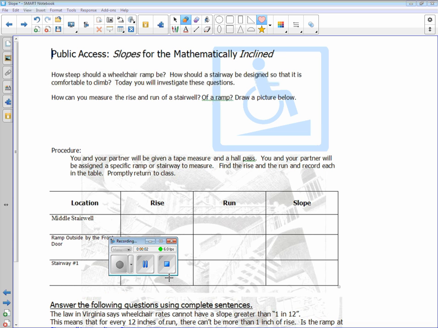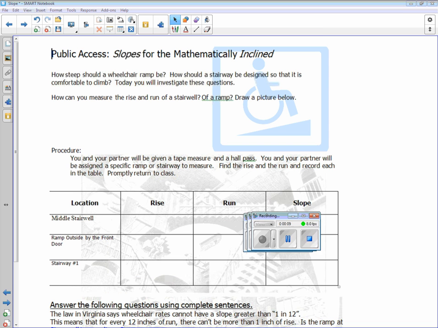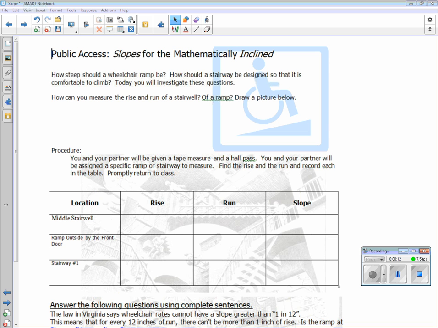So if you would, go ahead and take out this page that we looked at last time. We went around the school and measured some things. I wanted to talk about your sentences, because I asked you to write 3 sentences. You had to write a sentence that interpreted the slope in context. You had to write a sentence that compared the middle stairwell to stairwell 1. And then you had to write a sentence on whether Stonewall's wheelchair ramp complies with state regulations. Yes or no, and how do you know that?